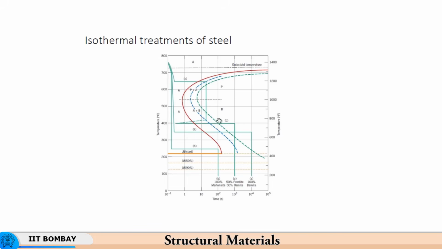Here you have cooled it down and then you have transformed it in a normal way, like the transformation starts here, it ends there, and then here you have what we call 100% bainite, because there is nothing else that can remain present.